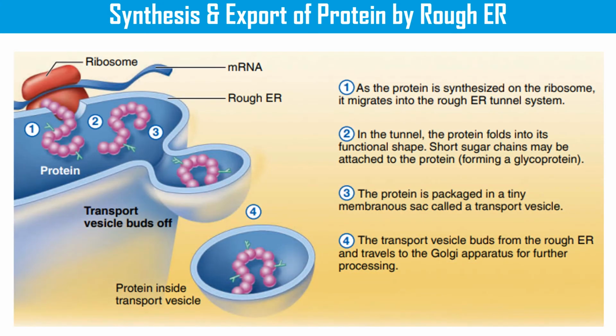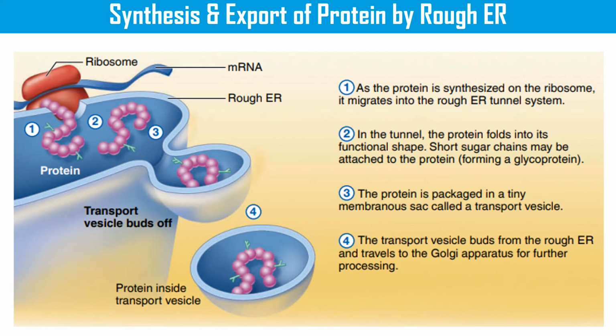Synthesis and export of proteins by rough ER. So there are four steps involved in the synthesis and export of proteins by the rough endoplasmic reticulum. Step number one is, as the protein is synthesized on the ribosome, it migrates into the rough ER tunnel system. In the tunnel, the protein folds into its functional shape.